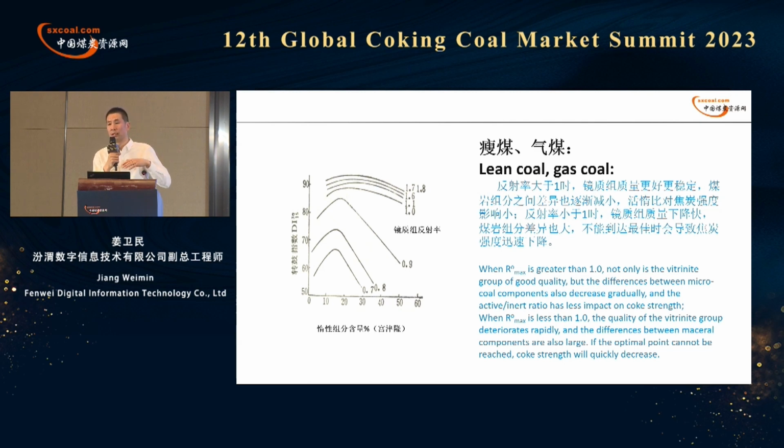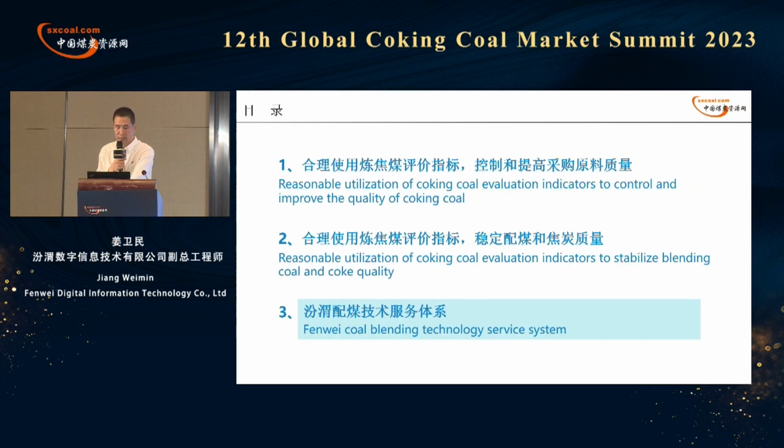So when it is greater than 1.0, not only is the vitrinite group of good quality, but the difference between microcoal components also decreases gradually, and active inert ratio has less impact on coal strength. When the reflectance is less than 1.0, the quality of the vitrinite group deteriorates rapidly, and the differences between material components are also large. If the optimal point cannot be reached, coal strength will quickly decrease.